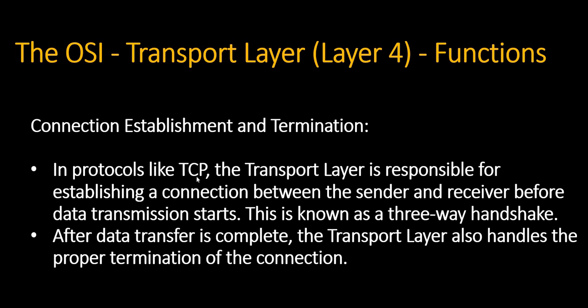Connection establishment and termination. In protocols like TCP, the transport layer is responsible for establishing a connection between the sender and receiver before data transmission starts. This is known as a three-way handshake. After data transfer is complete, the transport layer also handles the proper termination of the connection. So before the transfer is happening, they make the connection, and then once the connection is established, the transfer happens, and after that the connection is terminated again.